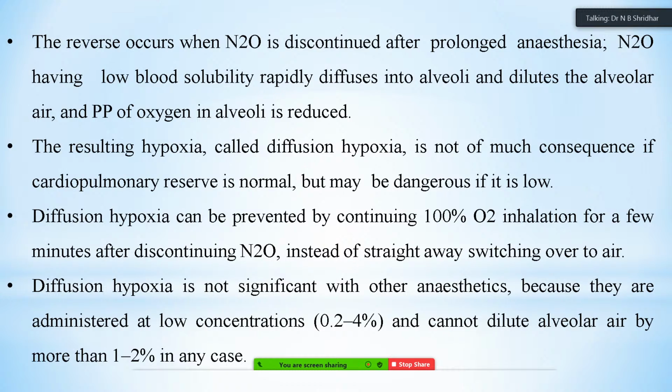The resulting hypoxia is called diffusion hypoxia. It is not of much consequence if cardiopulmonary reserve is normal, but may be dangerous if it is very low. Diffusion hypoxia can be prevented by continuing 100% oxygen inhalation after discontinuing the anesthetic gas, especially nitrous oxide, instead of straight away switching over to air to recover quickly from the anesthetic agent.